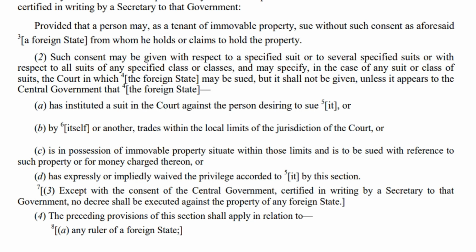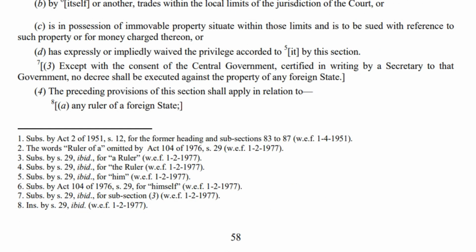Now let us move to subsection 3 under section 86. To put this subsection in a simple manner, if I want to execute a decree against the property of a foreign state, I need to get the consent of the central government in writing, and that too by a secretary to that government. 3 points: I should get the consent, I should get the consent in writing, and it should be given by the secretary to the government. If these three things happen, I can execute a decree against the foreign state.